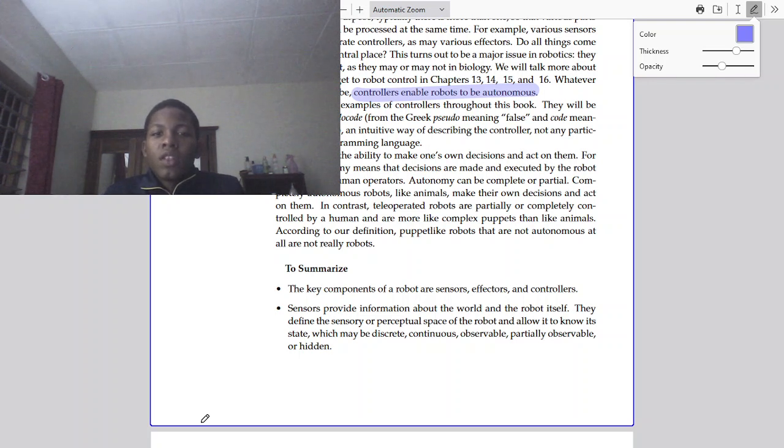It's an intuitive way of describing the controller, not any particular robot run.